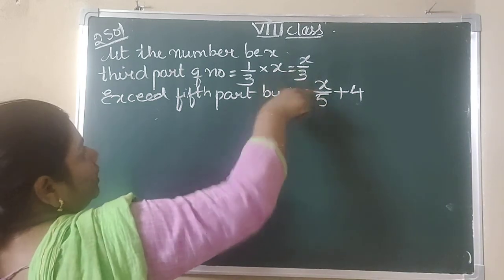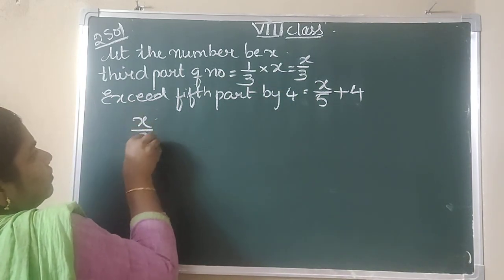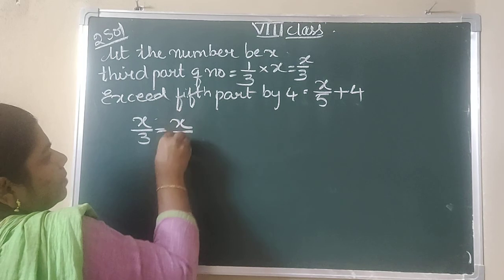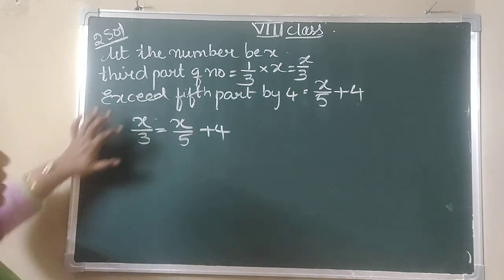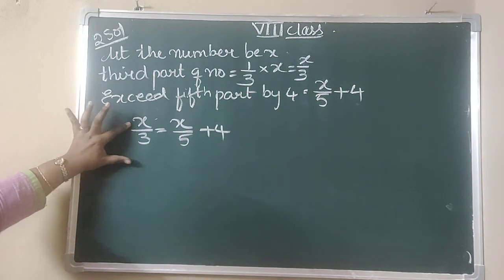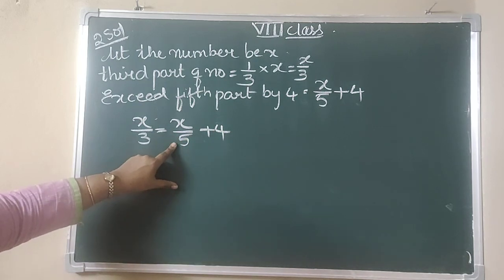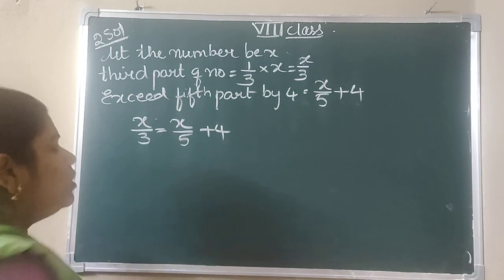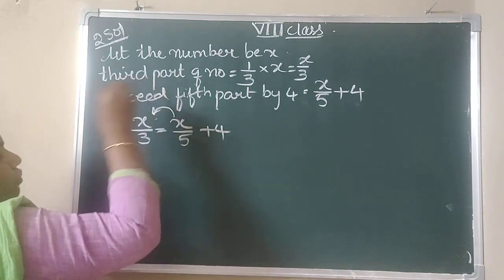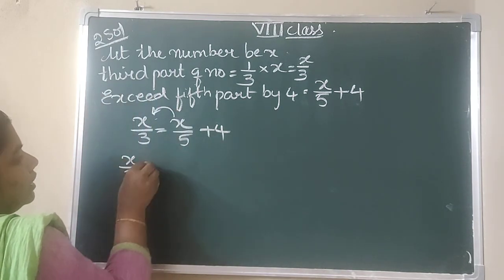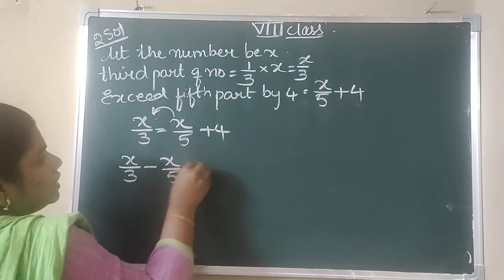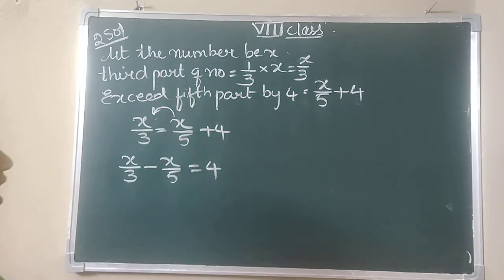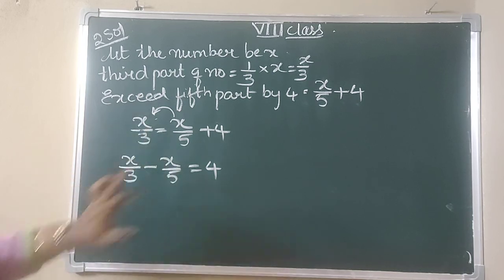So we have to equate this, that is x by 3 is equal to x by 5 plus 4. That is, 1 by 3rd of a number exceeds 1 by 5th of a number by 4. So this is the equation we got. Now we have to transpose this value to this side. So x by 3 minus x by 5 is equal to 4. I have transferred this value to this side, so it became minus.